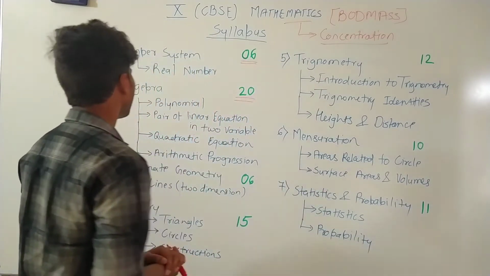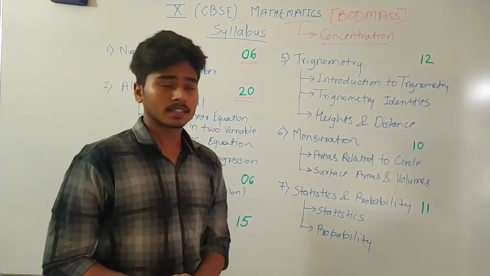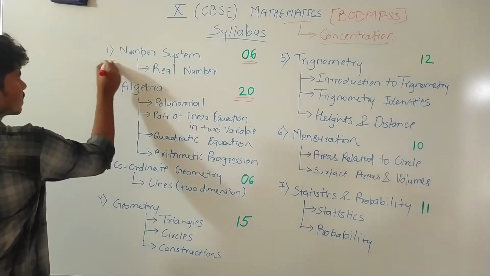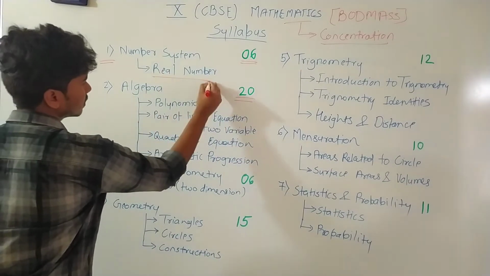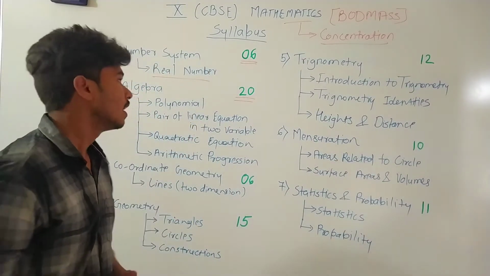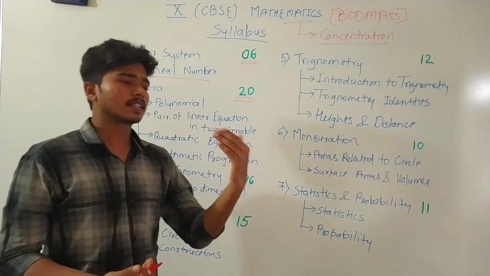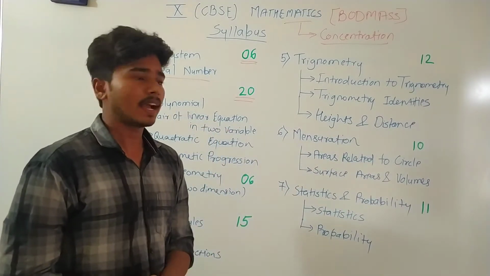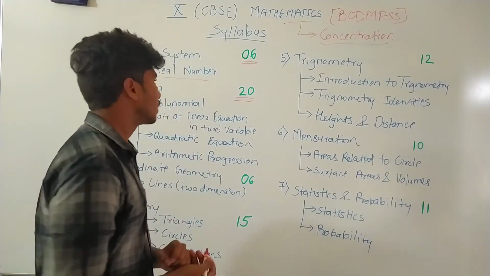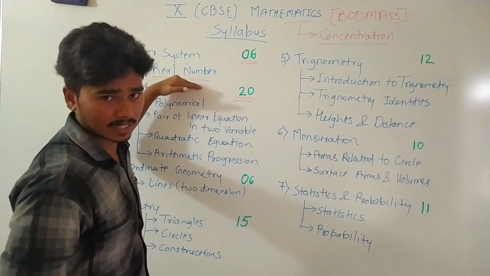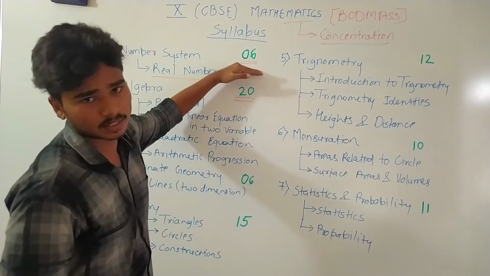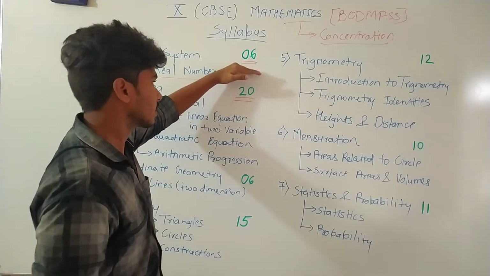Okay. So the first unit is number system. In that we have real numbers. We are going to learn what real numbers are, and natural numbers, and in that one theorem is there, called Euclid's theorem. We are going to learn rational, irrational numbers and their proofs. This consists of 6 marks.